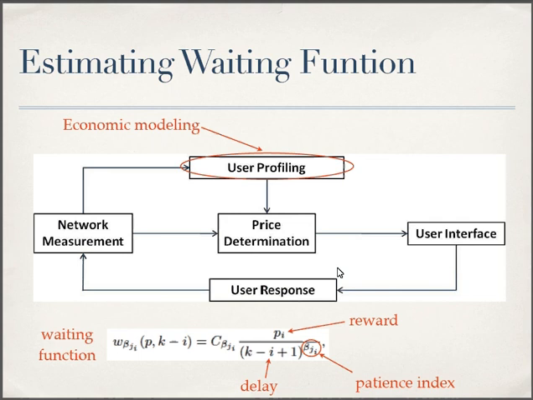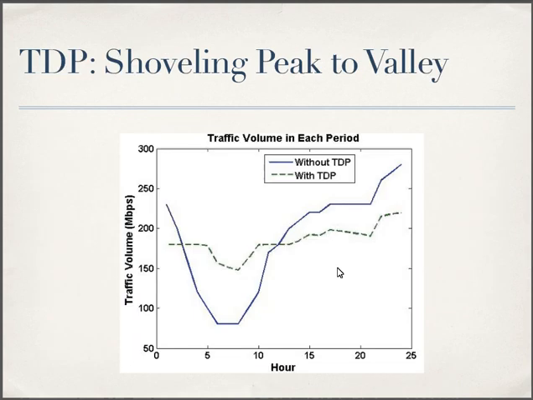And the user's reaction to the offered reward and the amount of delay they're willing to tolerate is then used to compute the patience index for different traffic classes, which then gets fed back into the control loop to adjust the future prices. We implemented TDP and tried it for different mix of apps with different time elasticities.